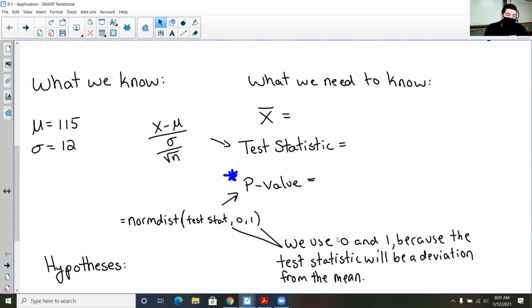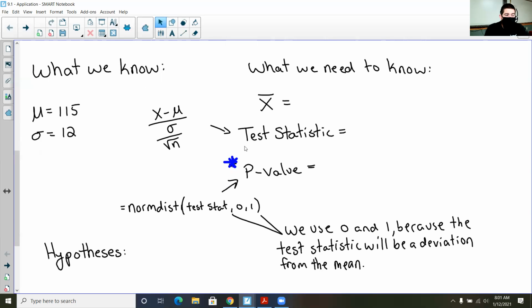Now, the reason why I'm using 0 and 1, just as a reminder, is that the test statistic, since I am converting it to a z-score, is a deviation from the mean. Whenever we want to do the normal distribution working with deviations, we have to assume that the mean is 0 deviations away from the mean, meaning it hasn't gone anywhere, it's right at the mean, and that every set deviation is 1 unit apart. So when we do the normal distribution, it's going to be our test statistic, which we have to calculate, and then comma 0, comma 1.